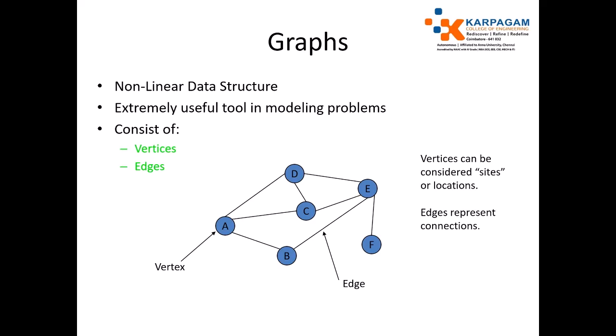As you know already, a tree forms a hierarchy. It has a parent-child relationship, but a graph forms a network. It is extremely useful in modeling problems. It consists of two basic elements, vertices and edges. And so this is the example graph, which has two basic elements, vertices and edges. Vertices can be considered as sites or locations. Edges can represent connections. It is used to associate two vertices.